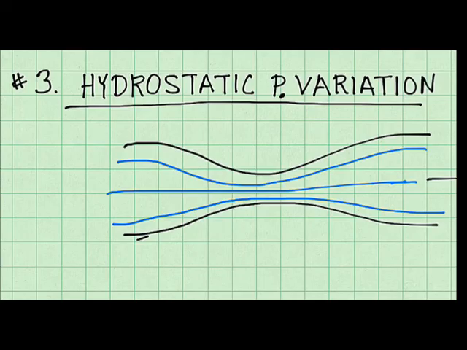Review comment number 3. When I see flow in a pipe and I see straight and parallel streamlines, for example, straight and parallel streamlines across here, straight and parallel streamlines in this region, and straight and parallel streamlines here, I recognize that the pressure variation will be hydrostatic.